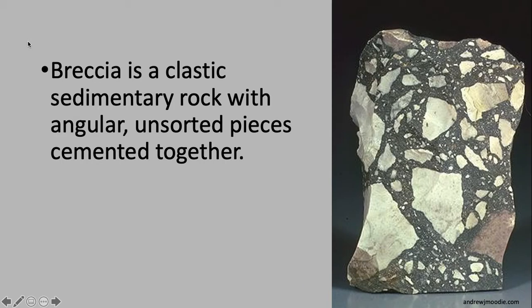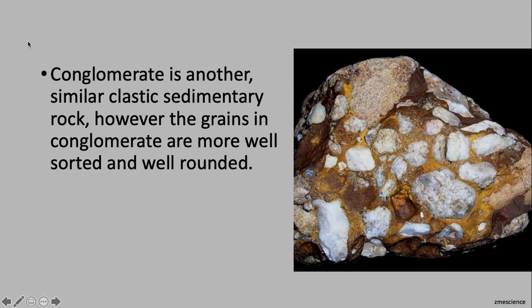All right, back to business. Breccia is a clastic sedimentary rock with angular, unsorted pieces cemented together. So you can see that the pieces that make up that clastic sedimentary rock are all different sizes and they have sharp angles. Conglomerate is a similar clastic sedimentary rock, but it has more well-sorted grains. They're not perfectly the same size, but they're closer to the same size and they're more rounded.